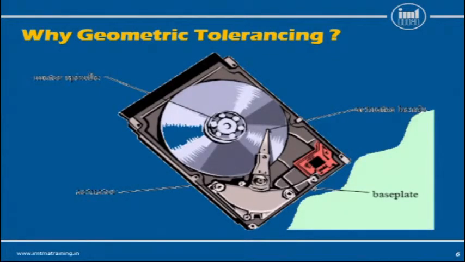Look at this assembly, which is nothing but a CD drive in any personal computer. Here also the motor axis has to be parallel to the seating surface of this CD, so that the reading and writing can happen without any issues.